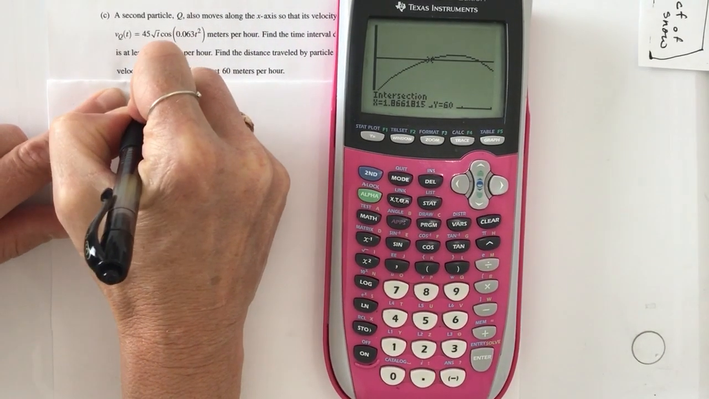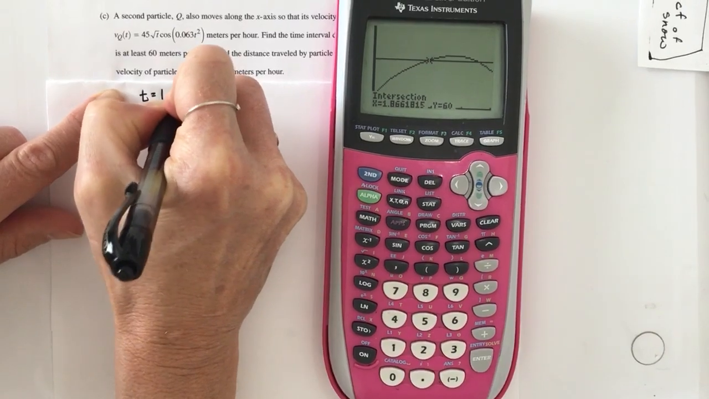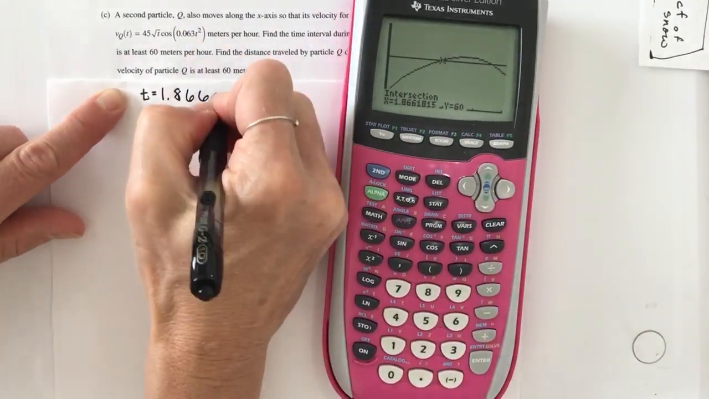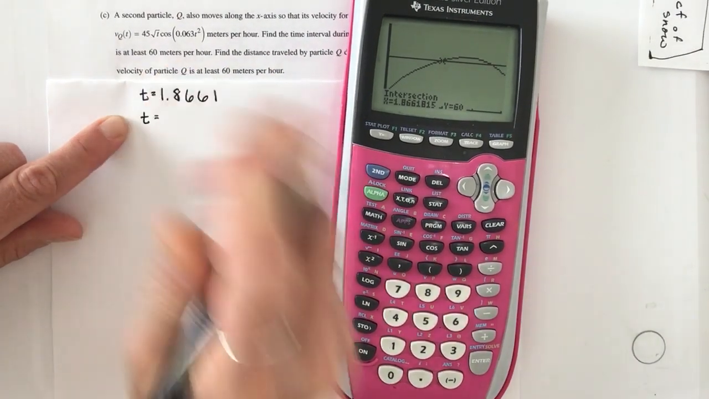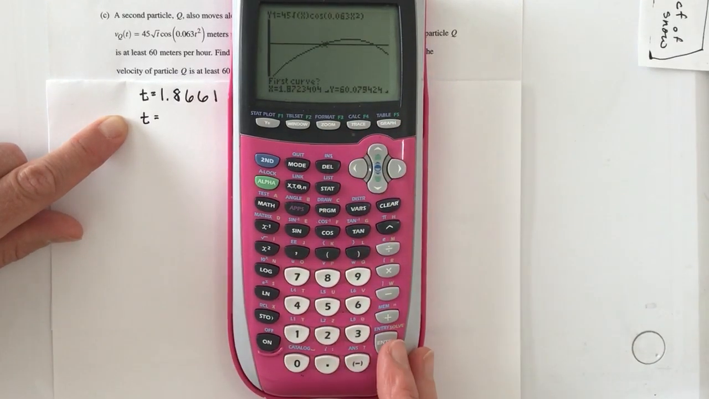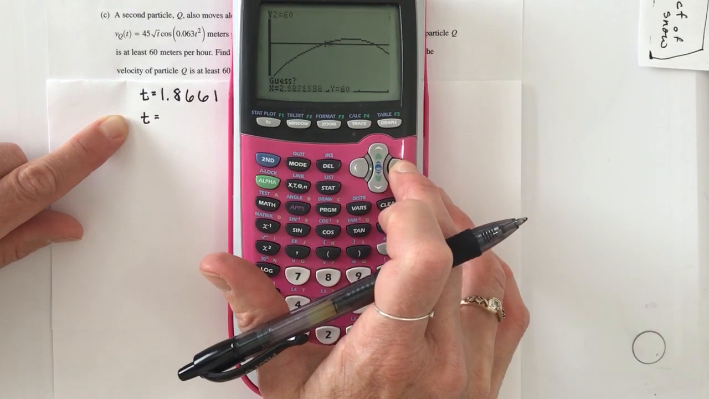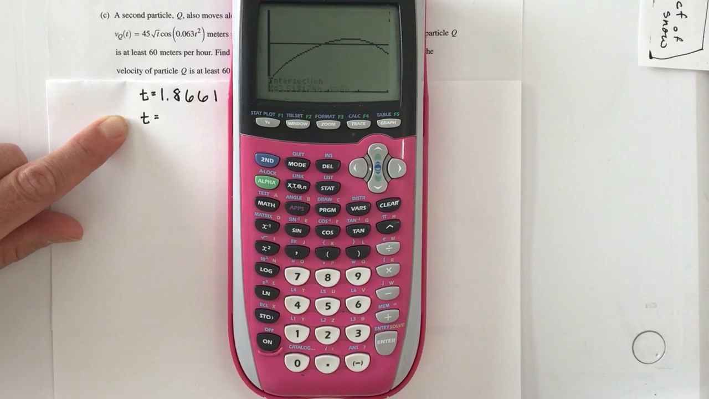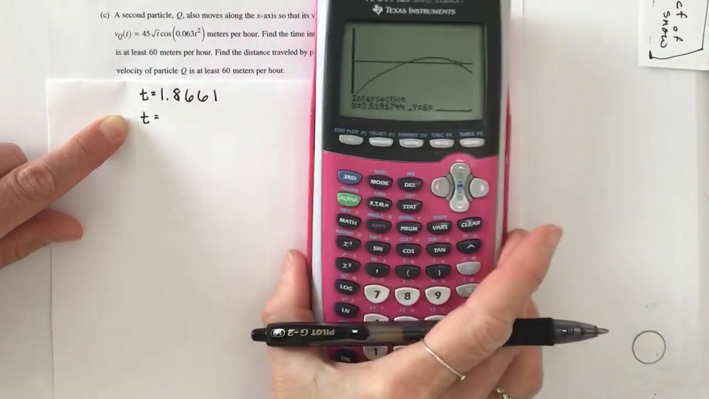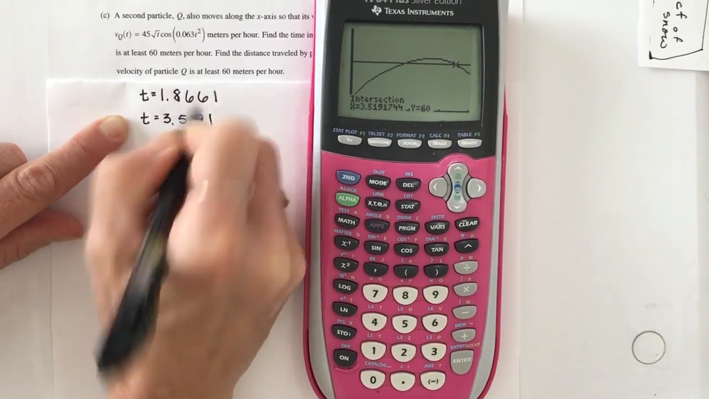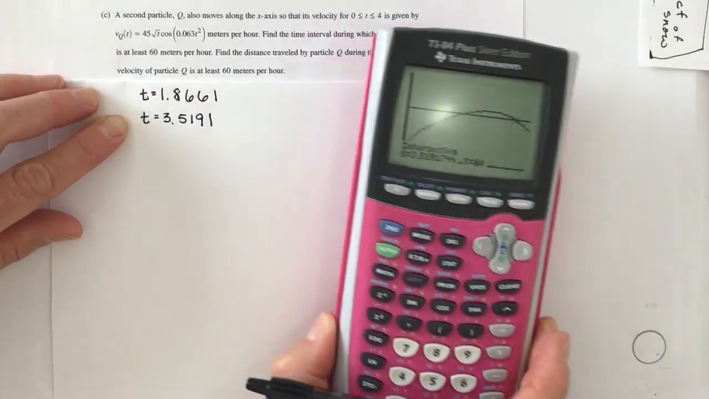So we're going to say at t is equal to 1.866. I'm just going to truncate it, and then t is equal to, now we have to find the other one. Second function calc 5 intersect function. Now we have to scroll over there. Let's scroll. So you need to get kind of near it and then enter, and it'll grab the other one. So it's 3.5191. We'll just truncate it at 4 decimal places.